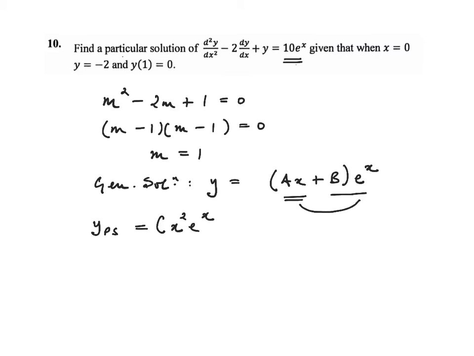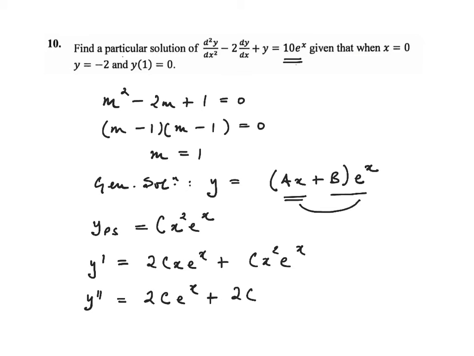If I differentiate that, well, that's a product, so that gives me 2cx e to the x plus cx squared e to the x. And if I differentiate for a second time, the product rule gives me 2c e to the x plus 2cx e to the x, plus the second term, that gives me 2cx e to the x plus cx squared e to the x.